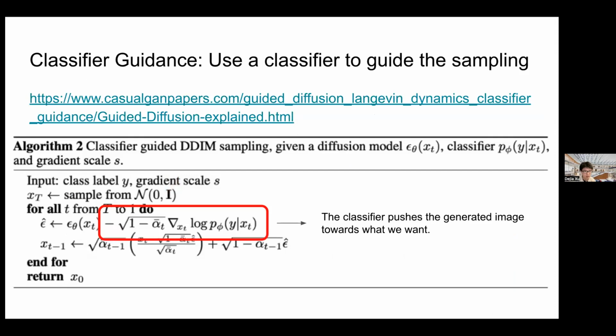And there are two other tricks that can help us improve the correspondence between the generated images and the text. I'm going to roughly go through it because these two papers are a bit math dense, but here's the basic idea. So the first paper is called Classifier Guidance. The idea is that they use a classifier to guide the sampling process.